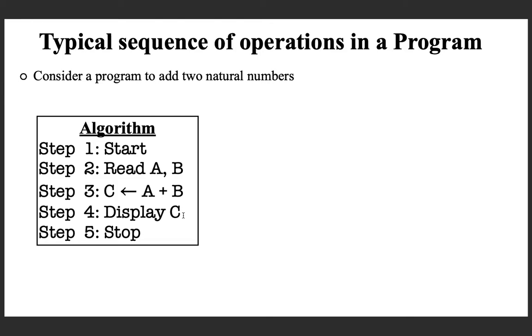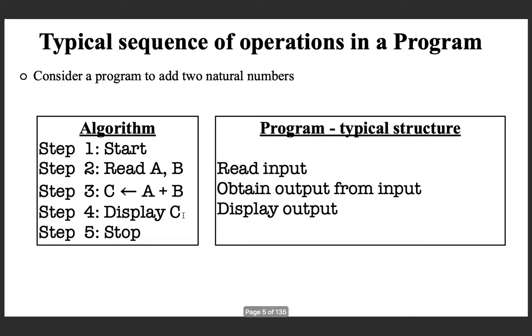So we can try to now generalize. In general, a typical program structure is: it first reads the input from the user. Then from the input, you compute or obtain output. In this case, this is how you compute, but in general, it can be a complex process. And finally, you display the output.